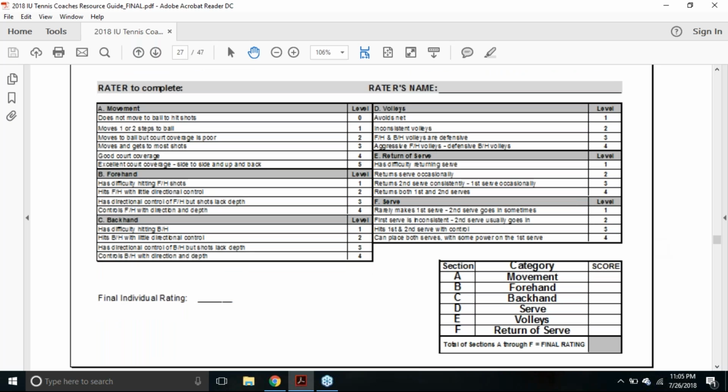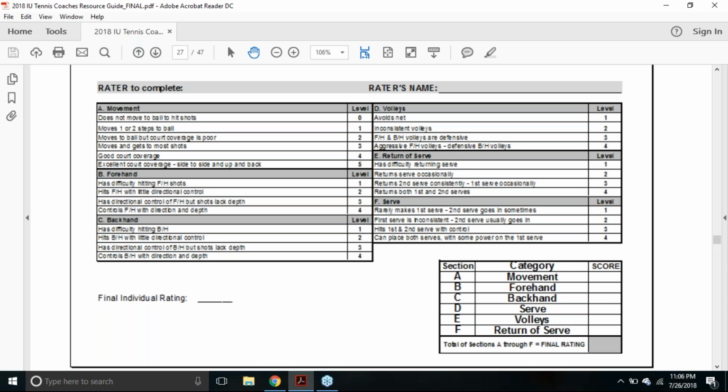If there are any areas on site where you disagree and you want to make your case to the rater, and he or she can be convinced of your rating either going up or down in a particular area, that's something that you can work out on the spot. However, once the rater has completed the rating, that is the official rating for each individual student athlete.